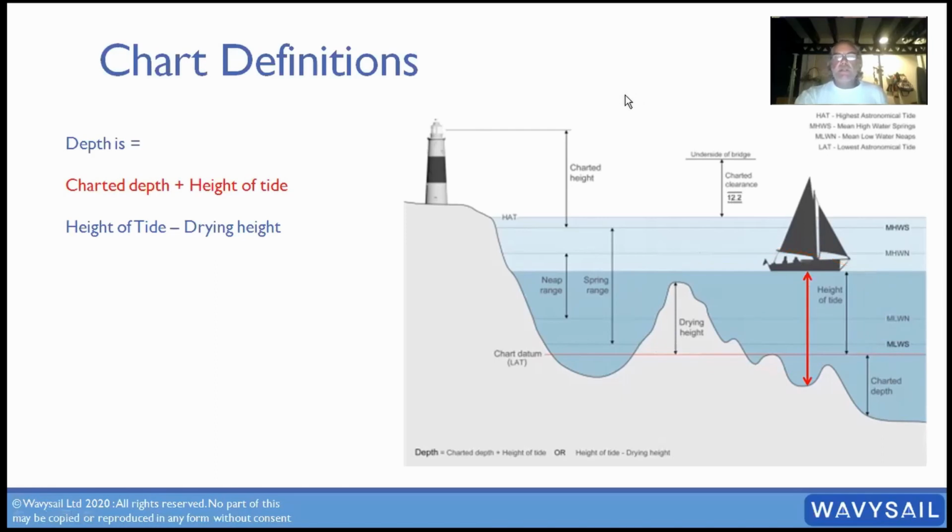Okay, so there's your charted depth plus height of tide, giving you depth below that boat. The depth here is literally just that. So it's your height of tide less your drying height. So we know at chart datum there is this much drying height, and we know at the moment we've got this much tide, so we subtract one from the other and it gives us that little spot there.